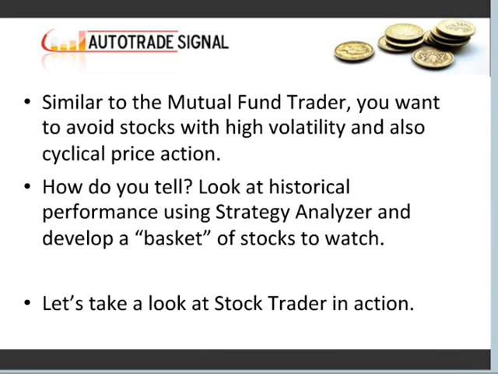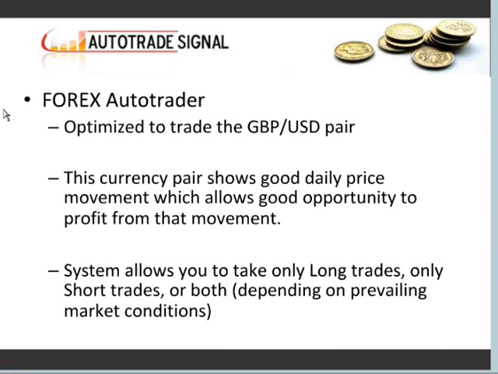Before we get to the end of our time today, one of the other things that we trade is the Forex spot market. And we have an automated trader that is completely automated, hands-off, that is optimized to trade the British pound US dollar pair. The reason that we chose that particular pair is because this pair shows good price movement without a lot of crazy all of a sudden in one 15-minute time frame.